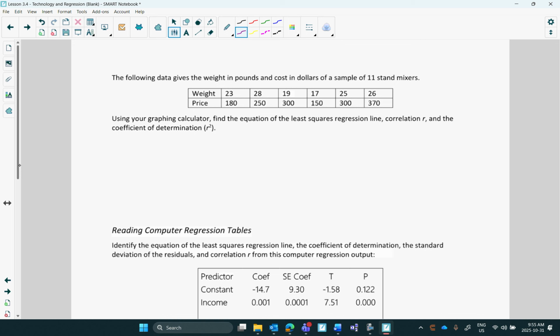So in L1, list these 6: 43, 28, 19, 17, 25, 26. Don't forget to hit enter after the last one you put in. Then in the second column, L2, list the prices. So 180, etc. Okay, so we've got all the data in.